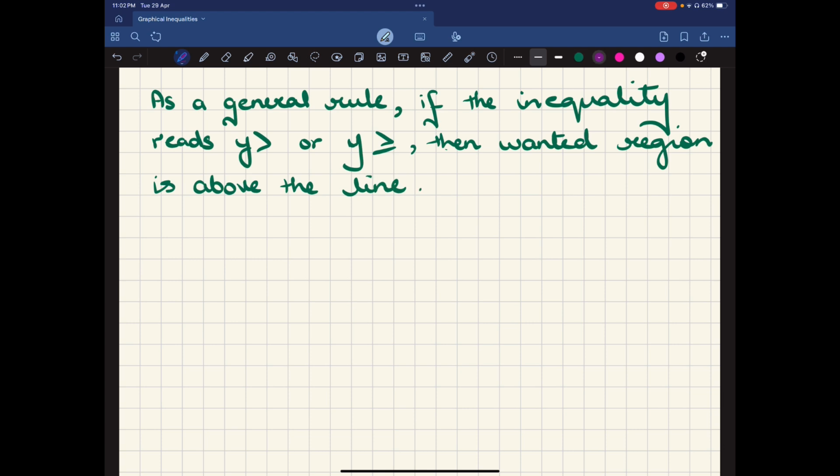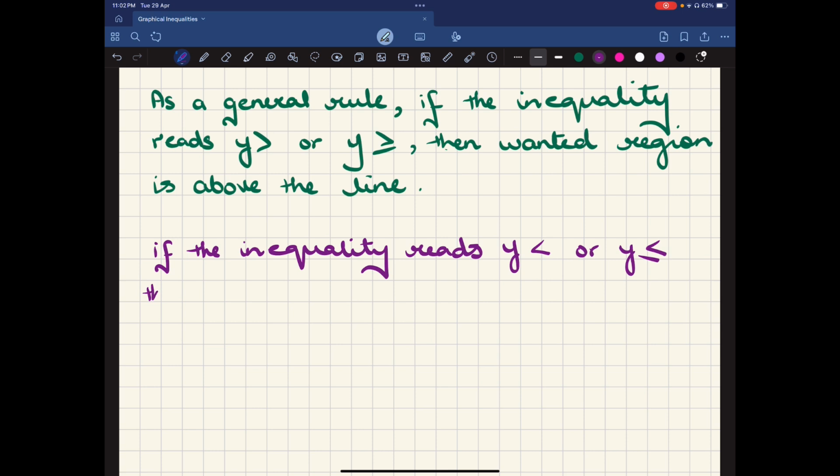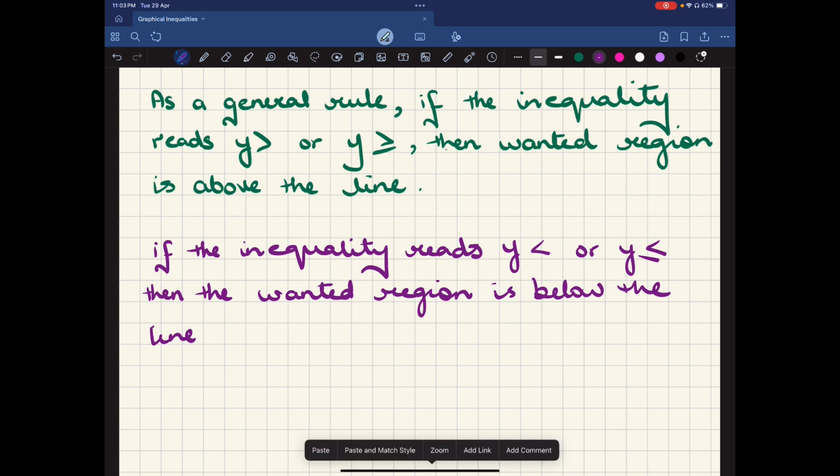And if the inequality reads y is less than or equal to, then the wanted region is below the line. Okay? Let's just remember this before I explain any question.